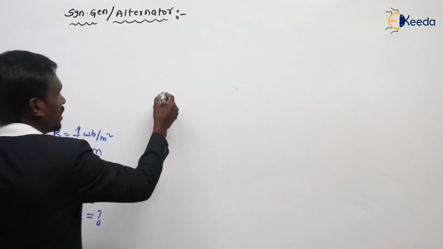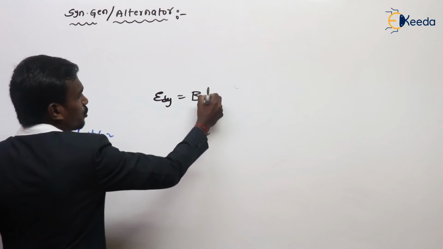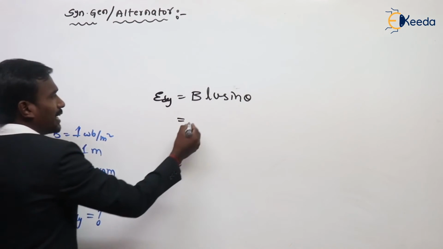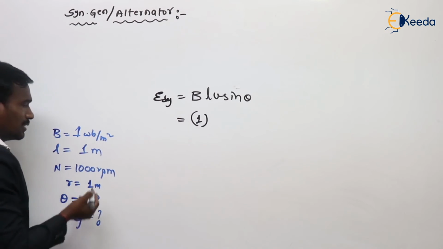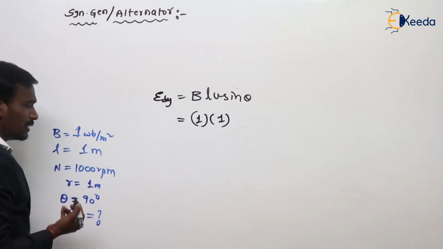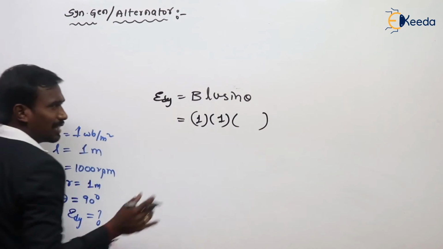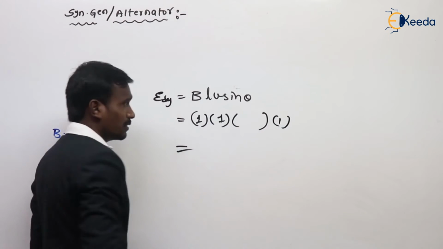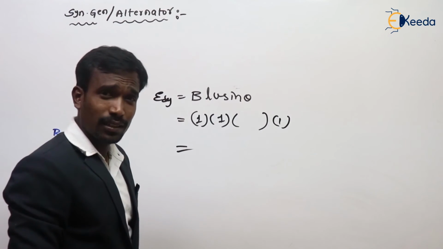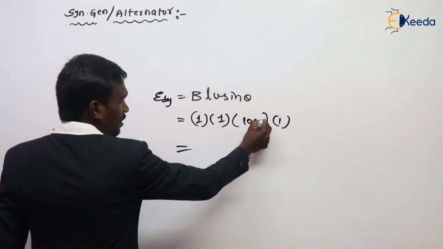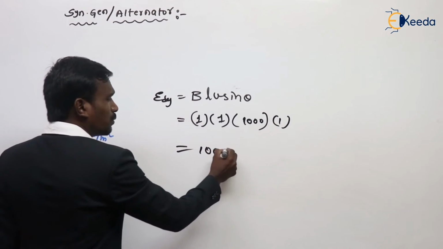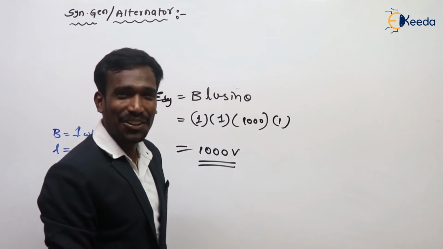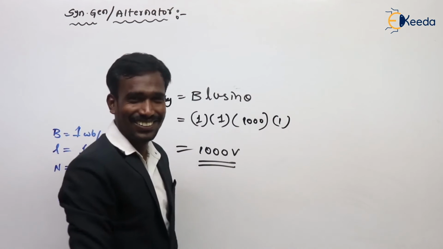So this is a very simple question. We have the formula E dy equals B L V sine theta. You said the flux density is 1 Weber per meter square, very good. The length of the conductor is 1 meter, good. And velocity, just leave it. Theta is 90 degrees, sine 90 is 1. What is velocity? If you take 1000 here, then what is the answer? 1000 volts. If you give this answer, you will get a Nobel Prize. Okay, if you want the Nobel Prize, then take 1000 here.